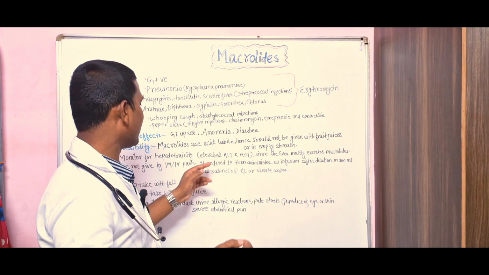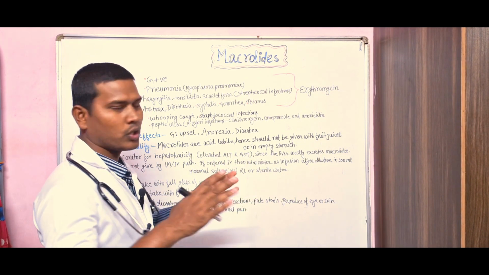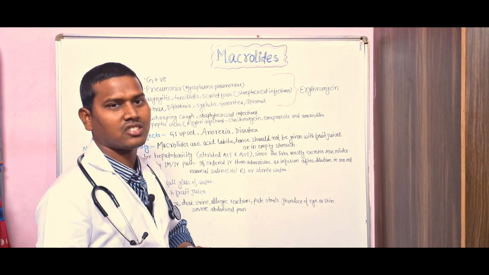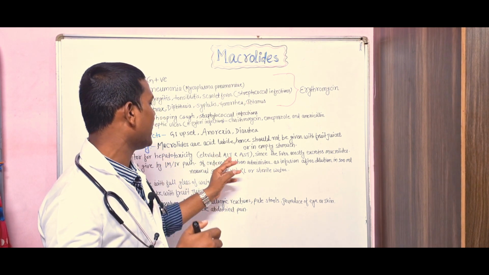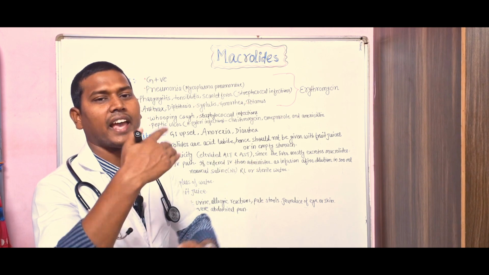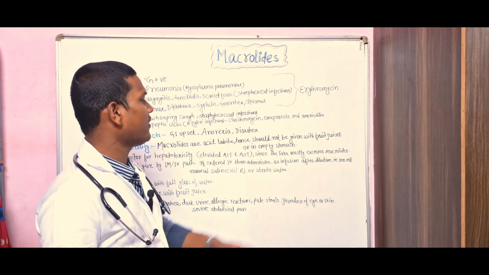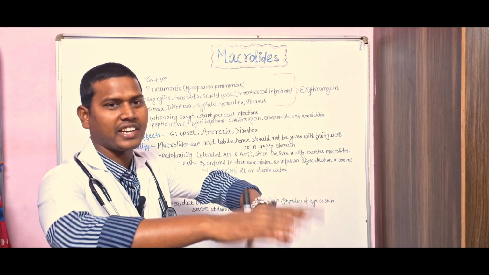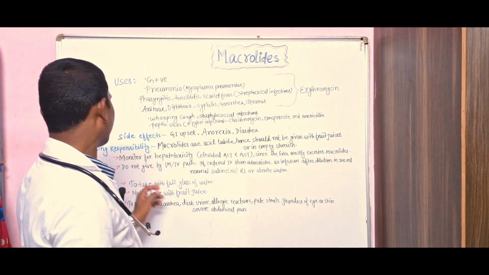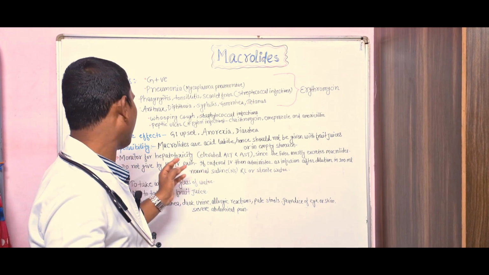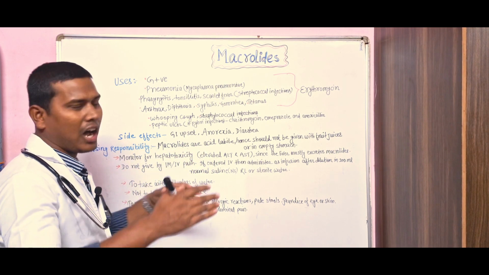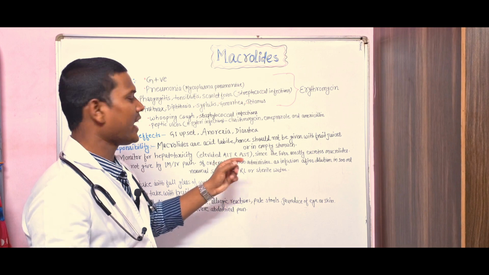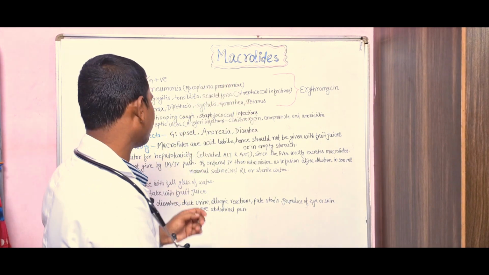Monitor for hepatotoxicity. If patients have hepatotoxicity, we can see elevated ALT and AST when you do the liver function test. It will elevate since the liver mostly excretes macrolides, so it eliminates the macrolides, and that's why hepatotoxicity may occur. How will we notice hepatotoxicity in the patient? Because ALT and AST will elevate.